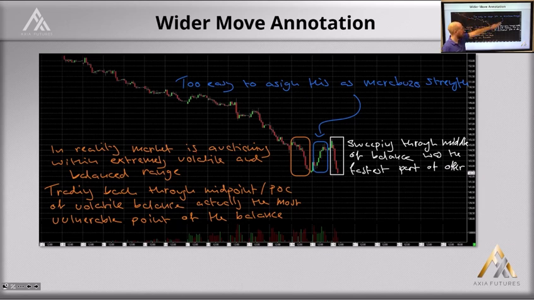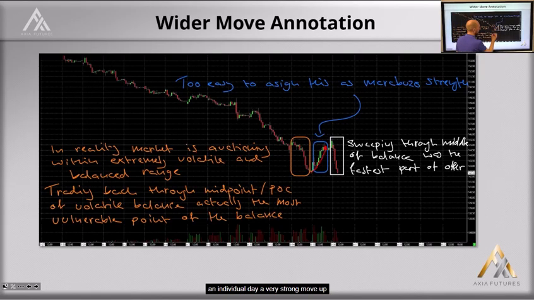Identification of an easy way of oversimplistic analysis: it's easy to assign this as strength. Now, on an individual day, a very strong move up like that, absolutely, you could look at that and go, that looks really strong. But in the wider context, this is just reversing what is already a very strong move to the downside, which negates that and illustrates further that this is just whipping up and down, which then gives you confidence. Sweeping through the middle of balance was the fastest part of the auction.